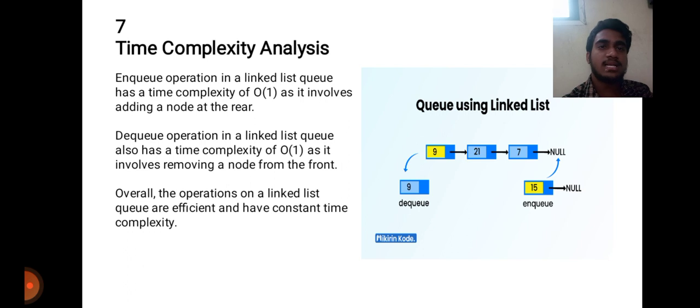Time complexity analysis. Enqueuing operation in a linked list queue has a time complexity of O(1) as it involves adding a node at the rear. Dequeuing operation in a linked list queue also has a time complexity of O(1) as it involves removing a node from the front. Overall, the operations on a linked list queue are efficient and have constant time complexity.